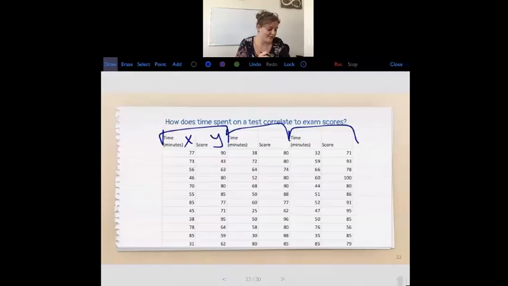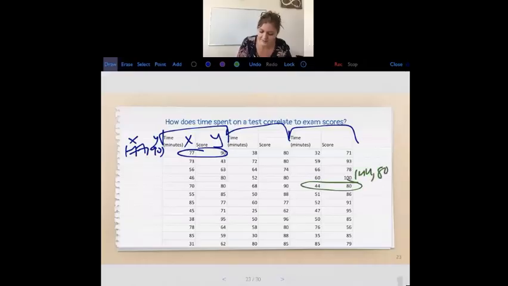So you're given a table like this, and if you're asked to make a scatter plot, the x is typically your independent variable and the y is typically your dependent variable. So this right here would be an ordered pair of 77, 90, where 77 is playing the role of x and 90 is playing the role of y. Okay, and you can continue on. Let me pick another one. This ordered pair would be 44, 80.